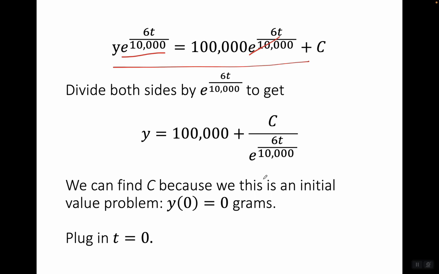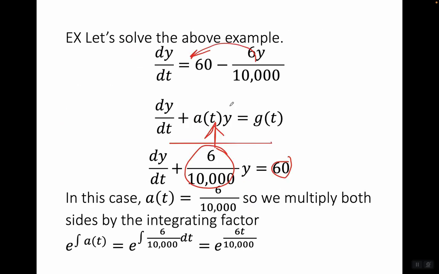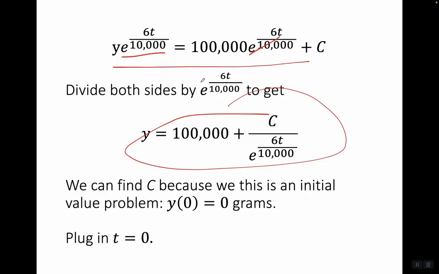Now we can find c in this problem. If we weren't told an initial value, that would be our solution. That's the general solution to the differential equation we saw a moment ago. But it turns out that we can find c because this is an initial value problem: y of 0 equals 0. At time t equals 0, that's when the factory begins to dump the salt into the stream. So at time t equals 0, there's no salt in the pond. That just starts at 0.